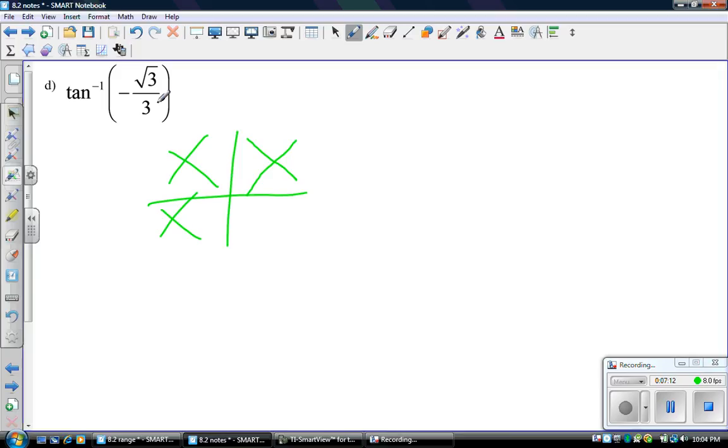This one's a little trickier because I got to think what triangle has opposite over adjacent equal to root 3 over 3. That's a little trickier. We're not quite as used to that one. Well, it turns out that it's a 30-degree reference because the opposite of a 30 degree is 1/2.